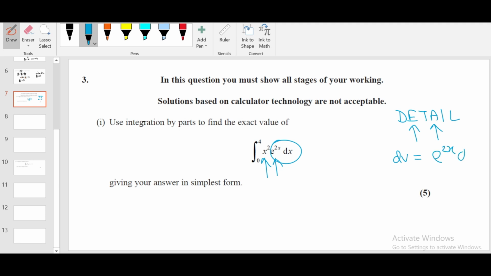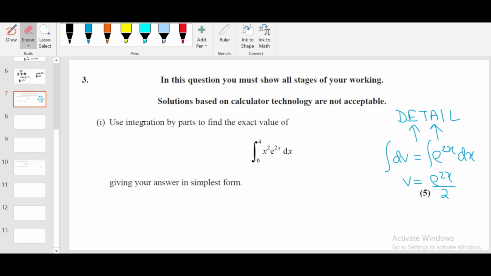e power 2x dx. Integrate both sides, you will get v as e power 2x divided by 2. Don't put plus c. Not because it's a definite integral. Even if it's not a definite integral, you don't put plus c here, because we will put plus c at the end after integrating everything. And then the balance function is u. So du by dx is 2x, du is 2x dx.